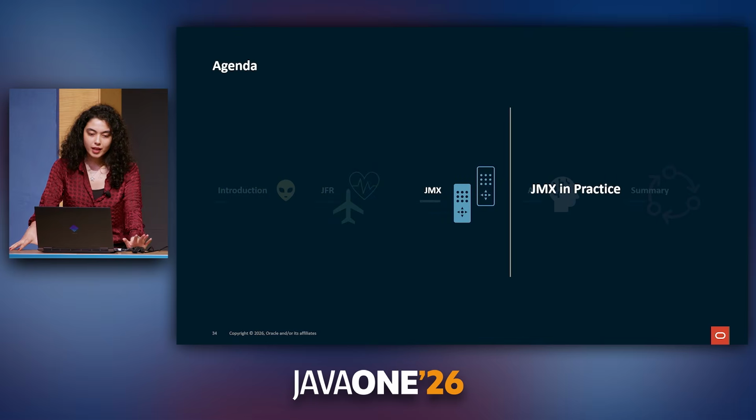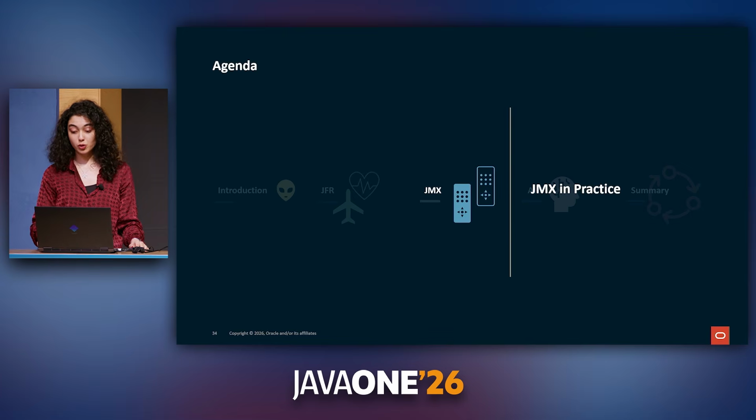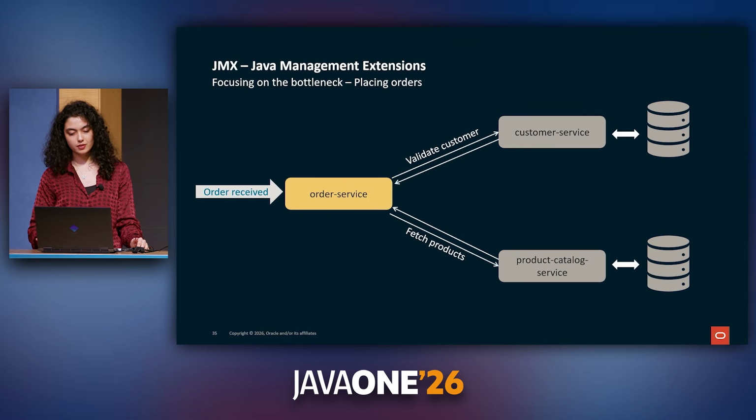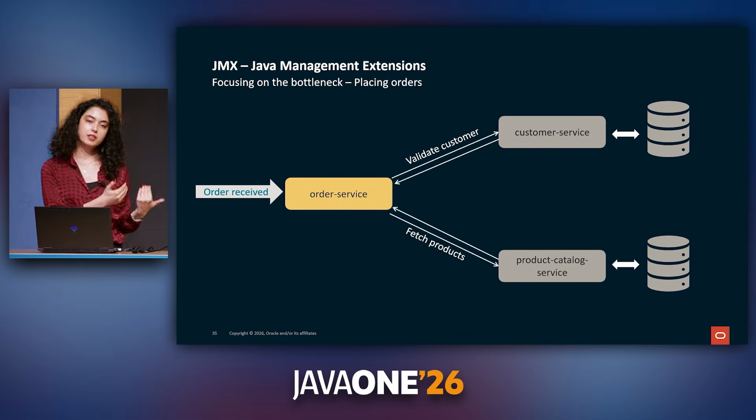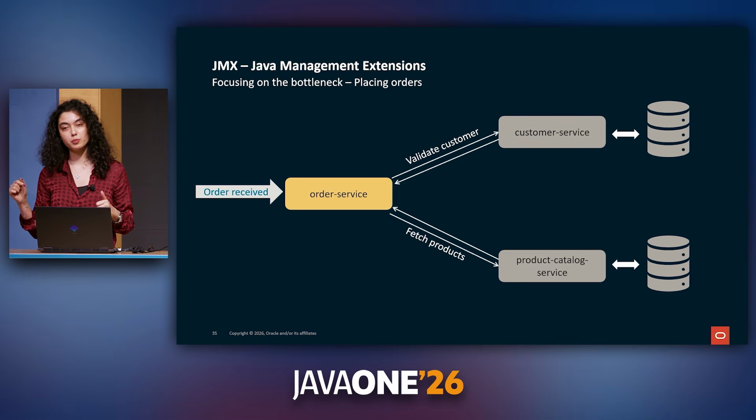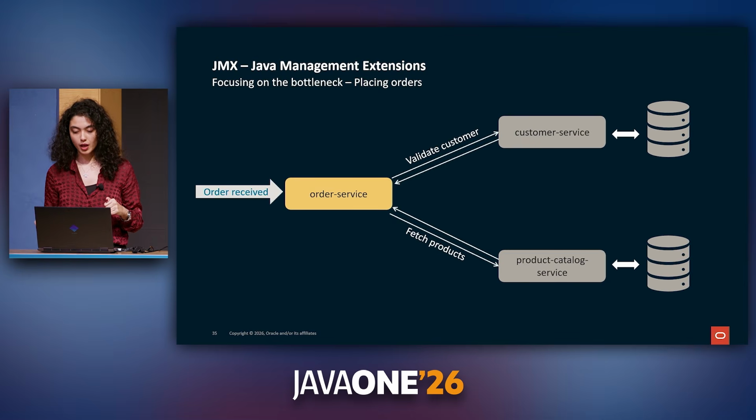Okay, now that we have the theory, let's see JMX in practice on our microservices. Well, first, let's remember what our microservices look like. Briefly, we receive the order to our order service, and then it validates the customer with the customer service, and then it fetches the products from the product catalog service.